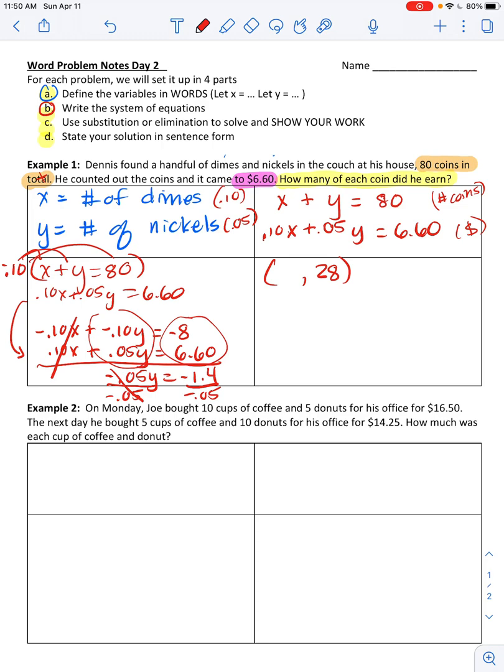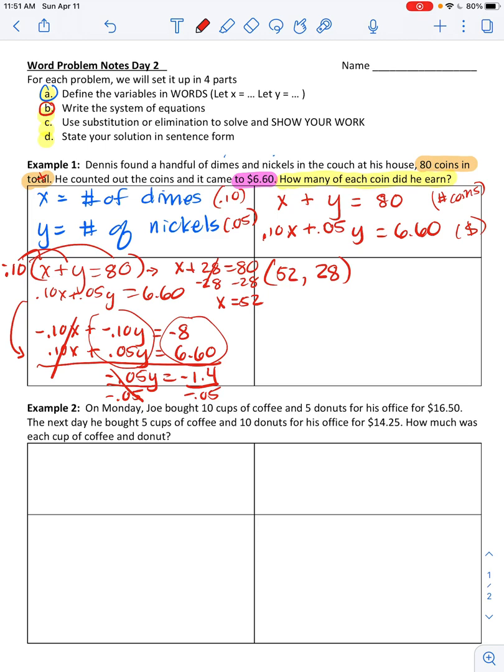Now I don't have much room, but I need to still find x. So I'm going to go back up here. And of these two equations, this one's the easiest one. If I say, okay, I don't know x, but I do know y is 28, and they have to add up to 80, so I can take away that 28. I'm using my first answer to get my second answer. And when I do 80 minus 28, I end up with 52 for x.